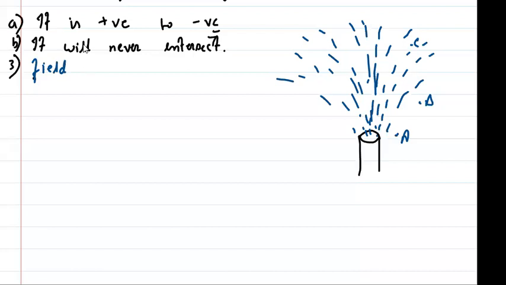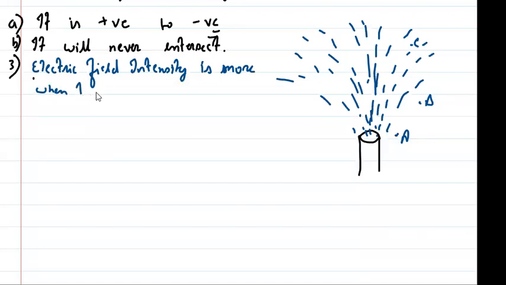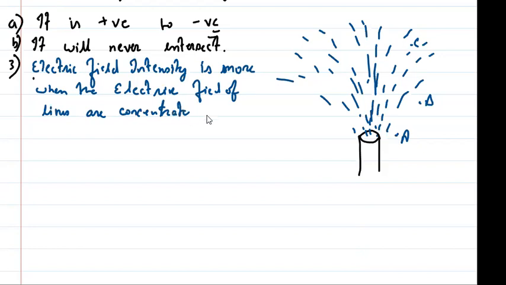electric field intensity is more when the electric field lines are concentrated, or when they are more, right? Where the electric field lines will be more, the electric field will be more. Did everyone understand? I'm just writing in my language, right? Think about it. Yes or no? Clear? I guess this is clear.